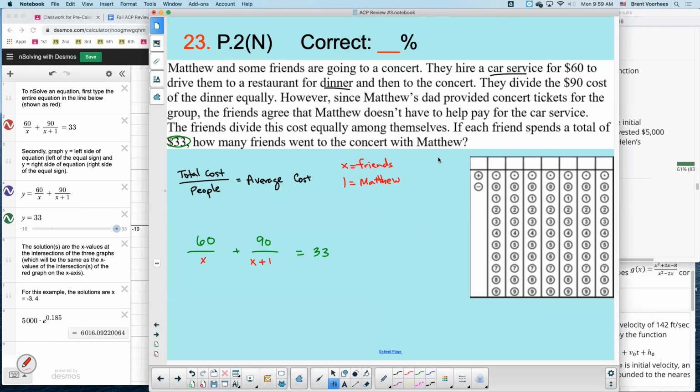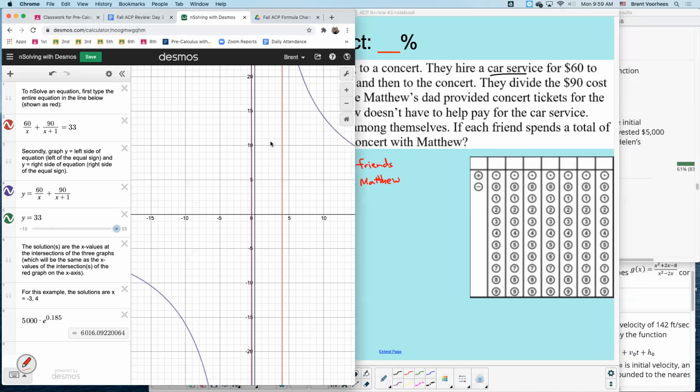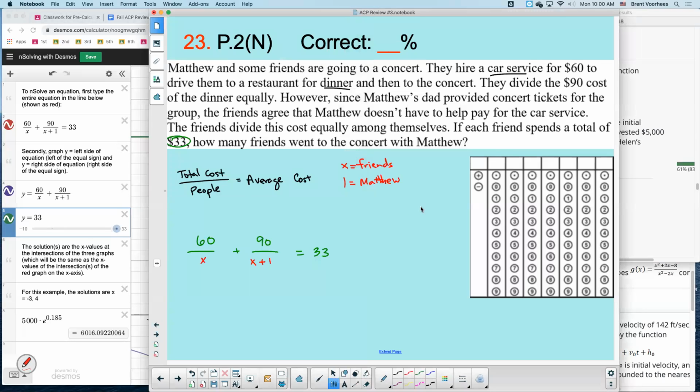However, can we have negative friends? Can you have a negative amount of friends? You can have a negative friend personality-wise, but not when you count up how many people. So this one's impossible. The answer is going to be this number here, which it looks like it's 4. If you zoom out to the number that's by itself, which is 33, it's like the last problem. Since the number's by itself, the answer is going to be listed at the Y value of 33. If I go there, you'll see there's the number of friends. 4 friends give an average cost of $33. So how many friends went with Matthew to the concert? The answer is 4.